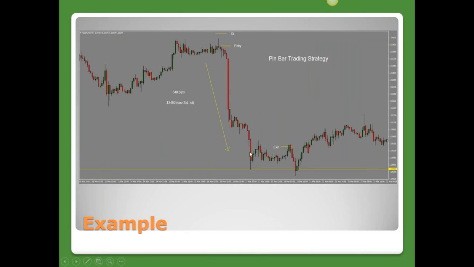Okay, let's take a look at yet another example here. We have the dollar CAD 1-hour chart.